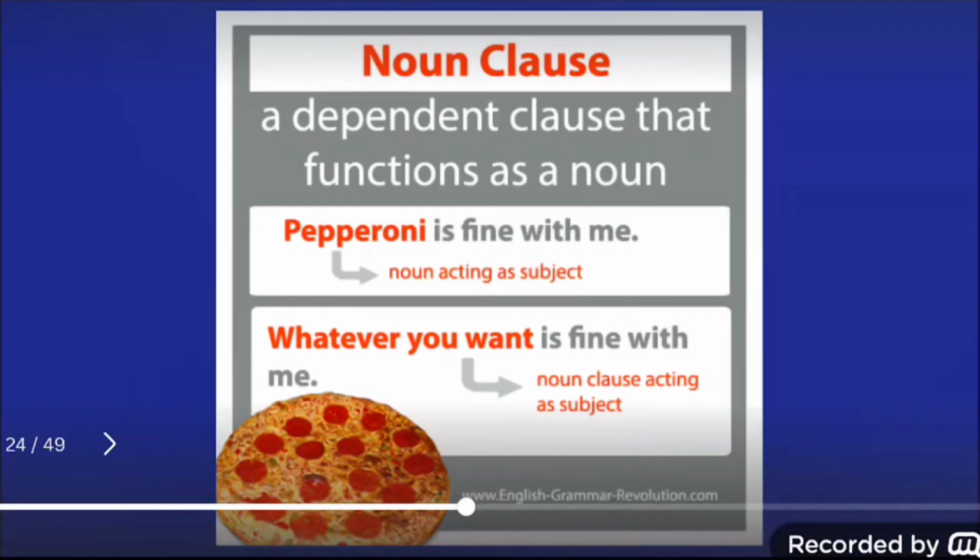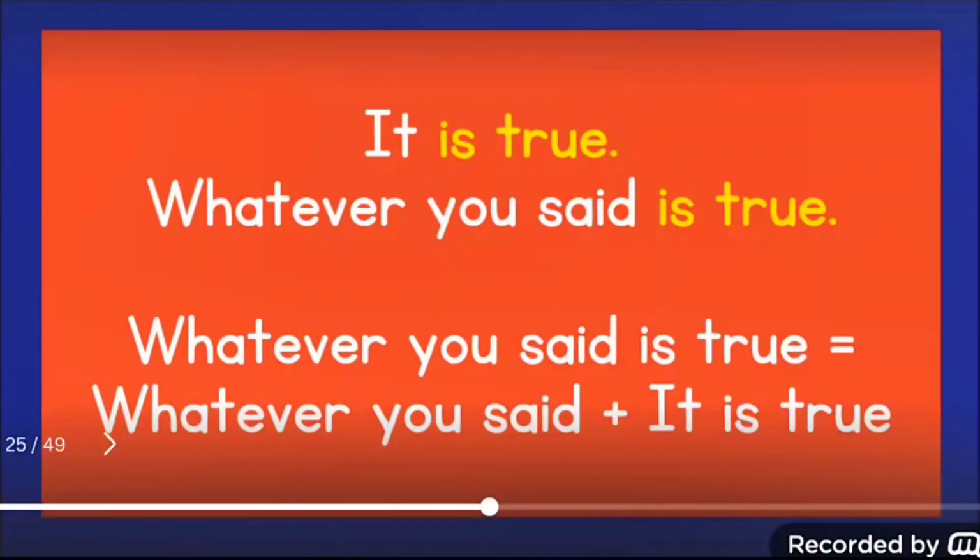Now look at the second sentence which is given in the red. Whatever you want is fine with me. അവിടെ സബ്ജക്റ്റ് സ്ഥാനത്ത് അല്ലെങ്കിൽ നൗൺ എഴുതേണ്ട സ്ഥാനത്ത് നമ്മളൊരു ക്ലോസ് ആണ് എഴുതിയിരിക്കുന്നത്. Whatever you want. So this clause, this dependent clause which acts or which is written on the subject position or where the noun should have been is known as a noun clause. നൗണിൻ്റെ സ്ഥാനത്ത് എഴുതുന്ന ക്ലോസിനെയാണ് നമ്മൾ noun clause എന്ന് വിളിക്കുന്നത്. We'll go through a few more examples.